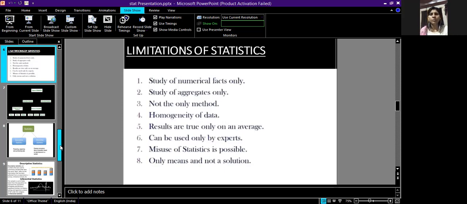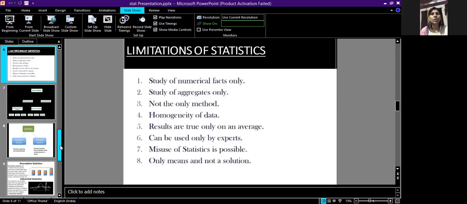The next is homogeneity of data. Before continuing your analysis, the first part of the statistics process is that you have to collect the data, organize the data, and classify the data on the basis of the homogeneity of data. So homogeneity of data is needed, which is not always possible in different circumstances or in different areas.